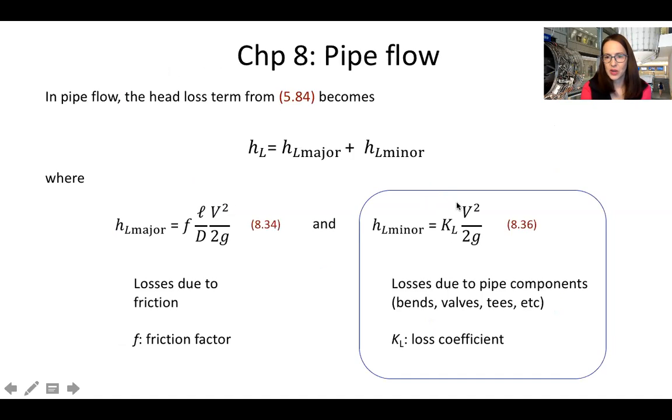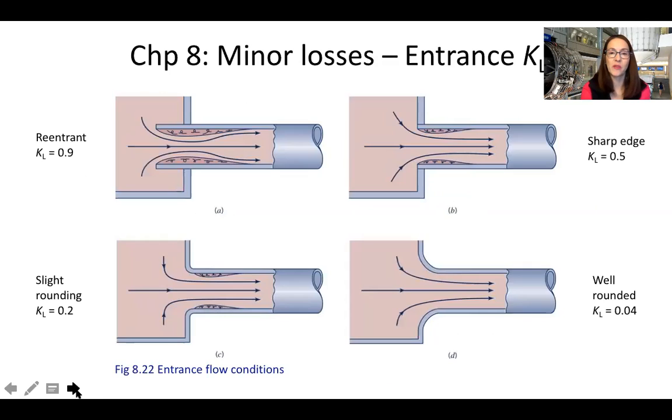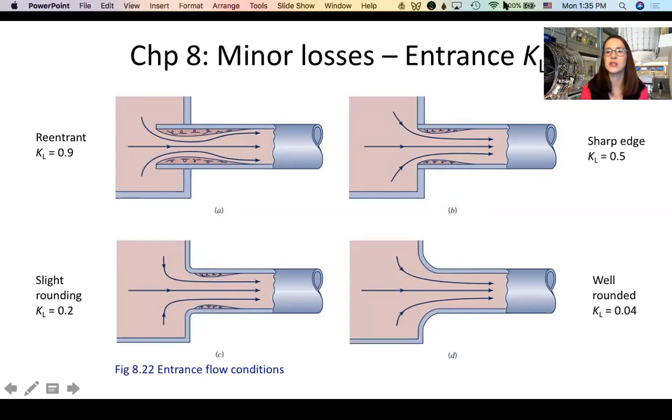But what you need to know to calculate the loss is just your coefficient K sub L. And if you have multiple pipe components, let's say you have a loss due to an entrance, a loss due to a 90-degree elbow, and a loss due to an exit condition, you just add those up, right? So your overall K sub L is the sum of the 3 individual ones.